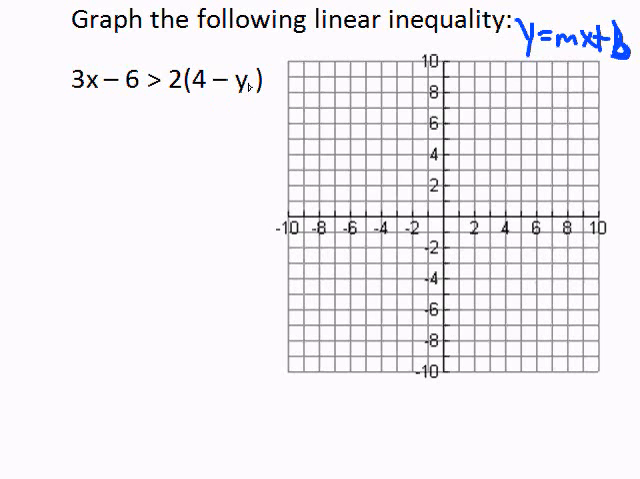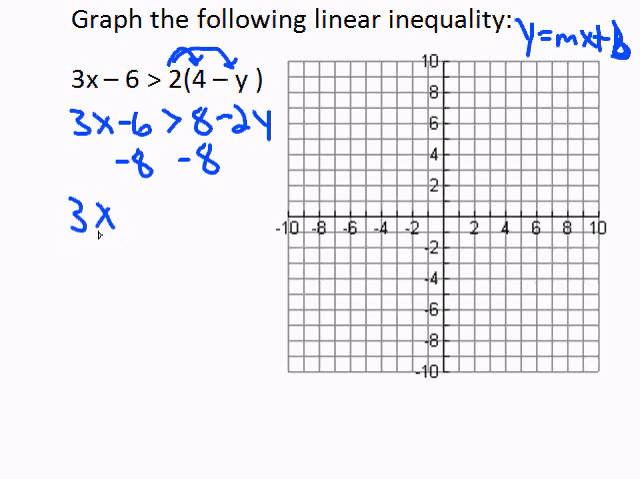Let's take a look. In order to get the y by itself, we need to get rid of these parentheses right here, and I'm going to do that by distributing the 2. Giving us 3x minus 6 is bigger than 8 minus 2y. Now I can get y by itself by subtracting 8 from both sides. Give me 3x minus 14 is bigger than negative 2y. Then I can divide everything by negative 2.